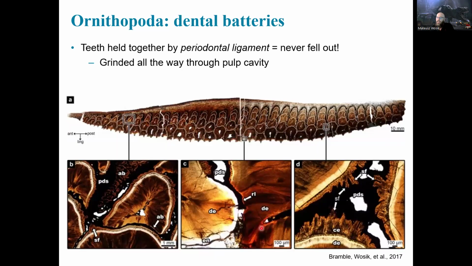So then how were these teeth held together? And this is the study that I had the privilege of doing. I made a histological section of an entire dental battery. This is a scale for you of 10 millimeters, so 1 centimeter. So this is a pretty long entire section that we made. And what we have in this case is that each of these teeth were held together by a soft tissue structure, which in these images is actually missing because soft tissue decays and degrades away over time.